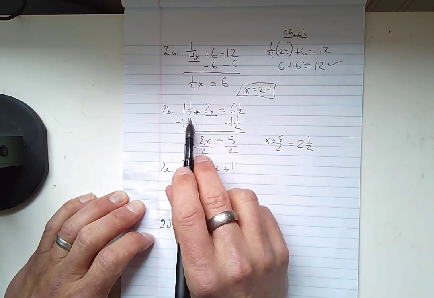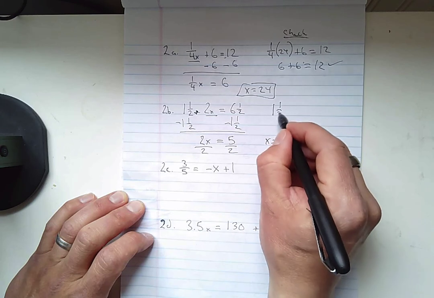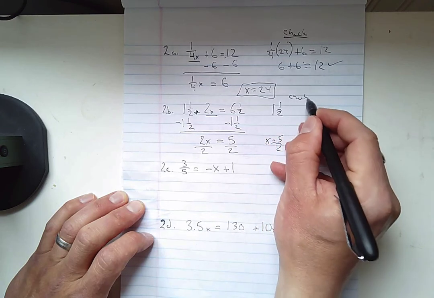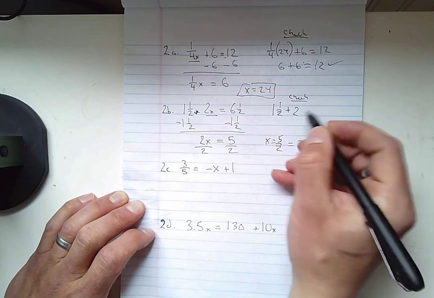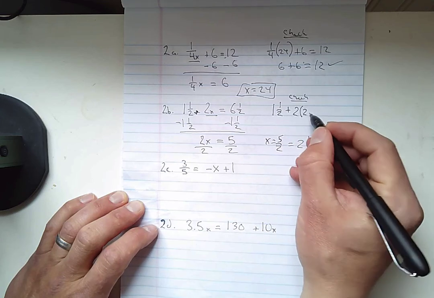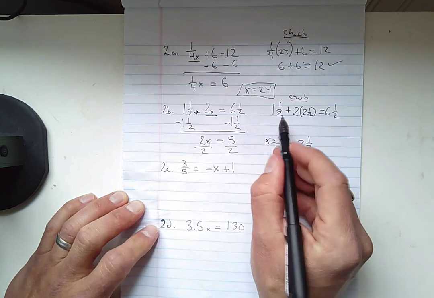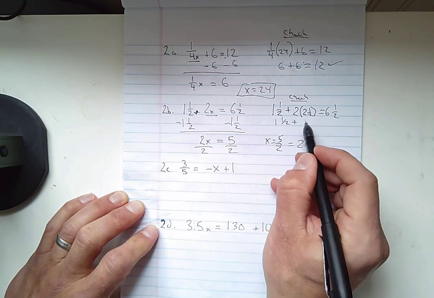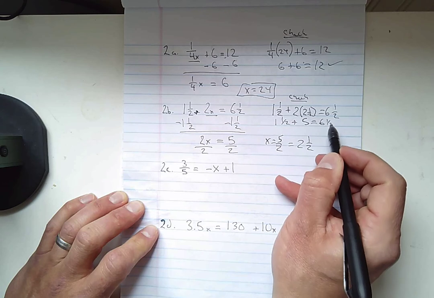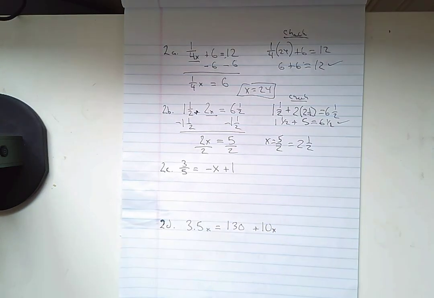And so in this case, we would say 1 1/2. Here's our check. Plus 2 times 2 1/2 is equal to 6 1/2. So 1 1/2 plus 5 equals 6 1/2. And that one checks as well.